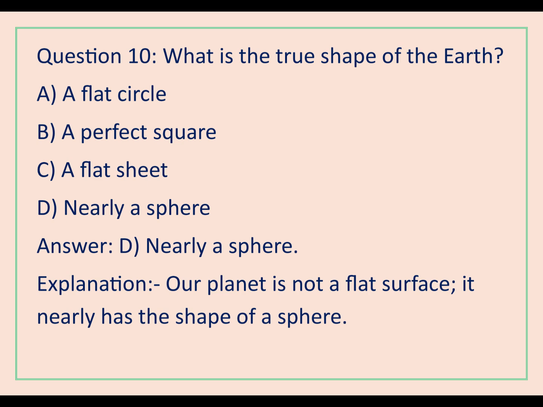Question 10. What is the true shape of the Earth? A. A flat circle. B. A perfect square. C. A flat sheet. D. Nearly a sphere. Answer. D. Nearly a sphere. Explanation. Our planet is not a flat surface. It nearly has the shape of a sphere.